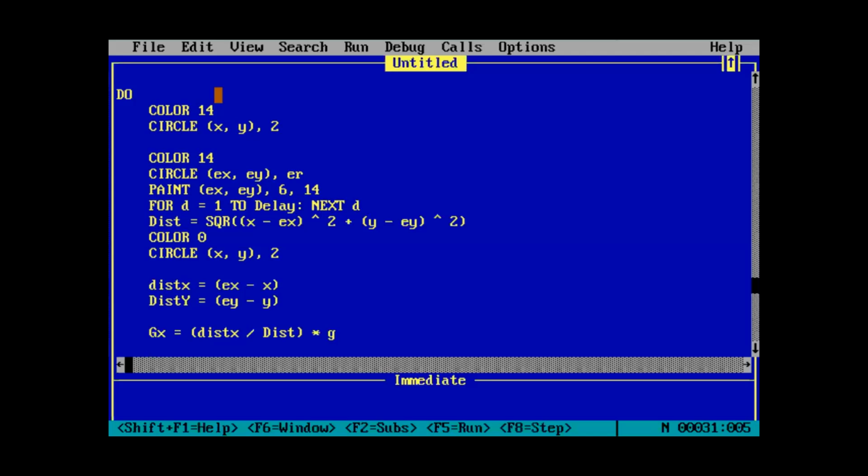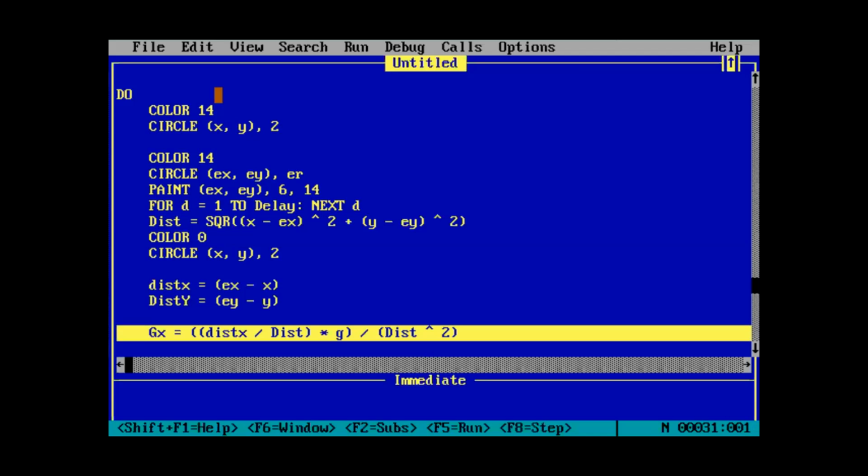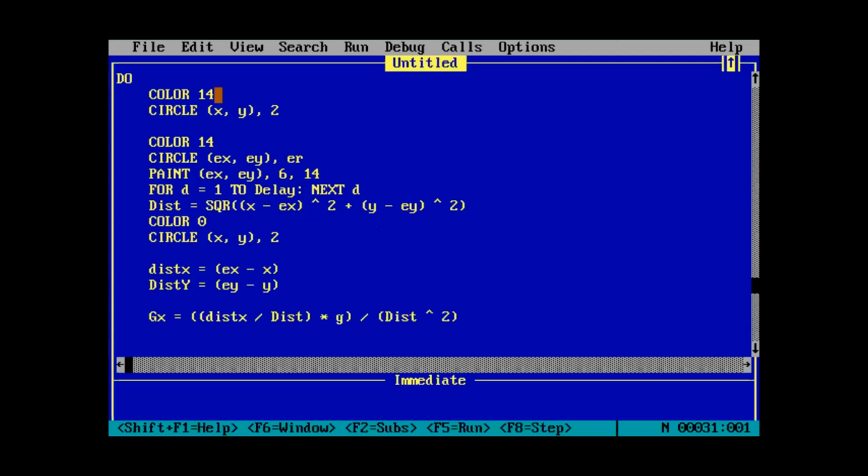But we're not done, because gravity weakens. So let's go back to that, and we're going to divide all of that by the distance squared. So here's distance. How far away is it? To the power of 2, squared. That's not too bad. Now that's gx, the gravity x, the horizontal gravity. So let's copy that and then let's make gy. Here is gy, and we'll take the distance y, and we'll have the ratio of the distance y to the total distance times the gravity divided by the distance squared.